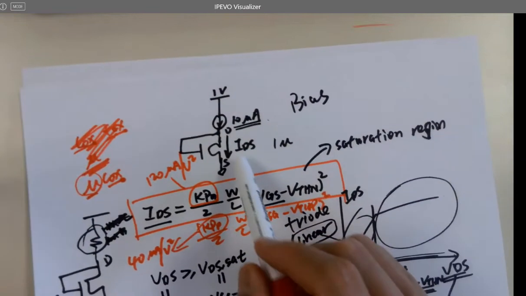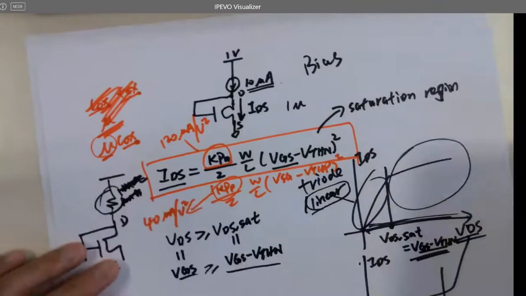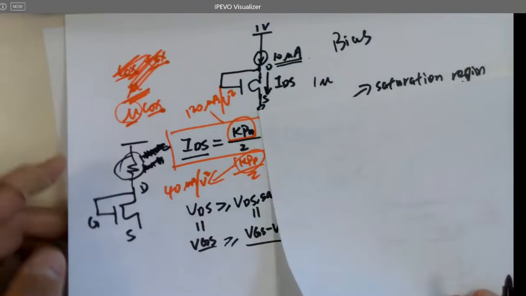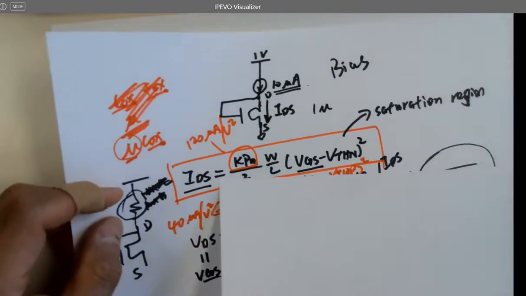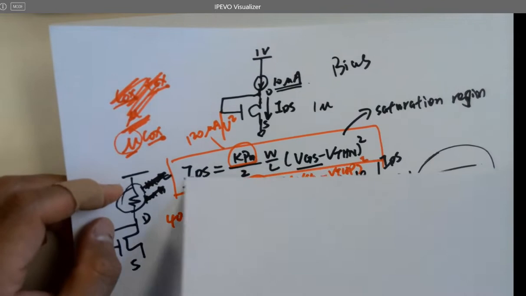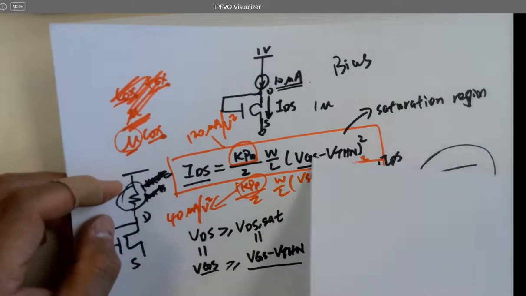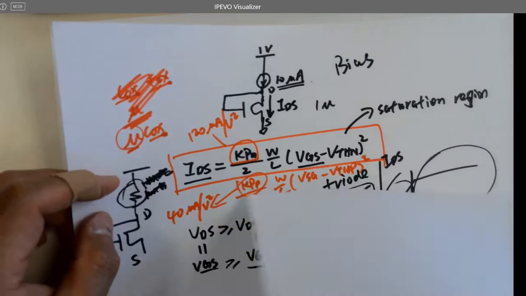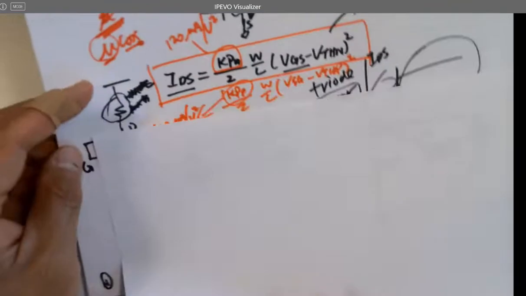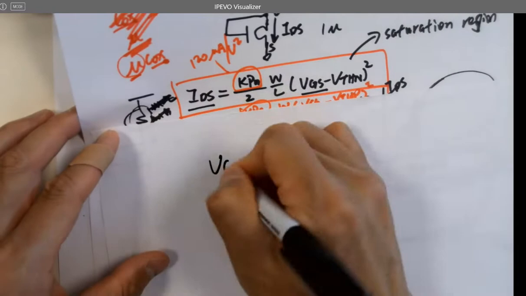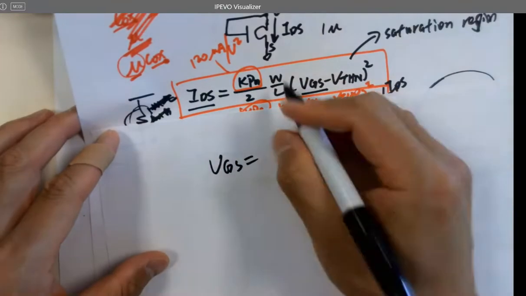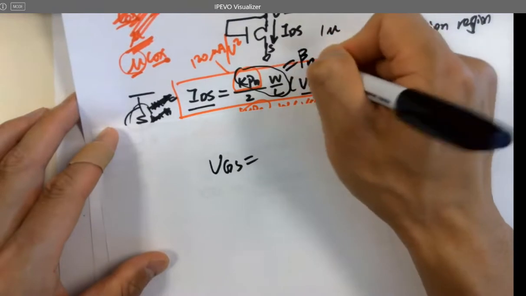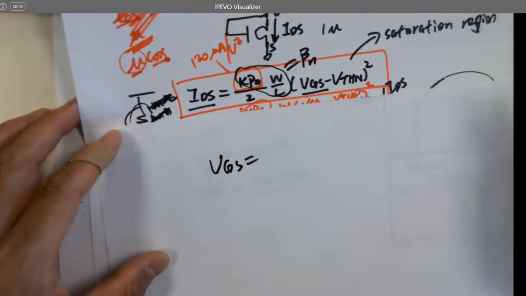This is asking you to calculate VGS. You don't always use this equation if it's just calculating VGS, not IDS. This is for calculating the IDS, right? But you have to transform it. It's still the same equation, but transform it to VGS equals something. It's very easy to do that. So VGS equals, remember we named these three parameters as beta n, right? Just combine them together and rename it.